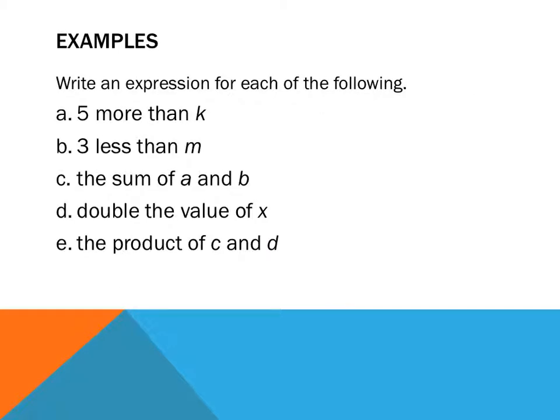Okay, so now this last question that you might be asked to do in order to prove that you understand how to do the things that you've learned is you might be asked to write your own expressions. So it says, write an expression for each of the following. 5 more than K. Okay, 5 more than K. So I start with K, which represents something I don't know, and then I add 5 to it.